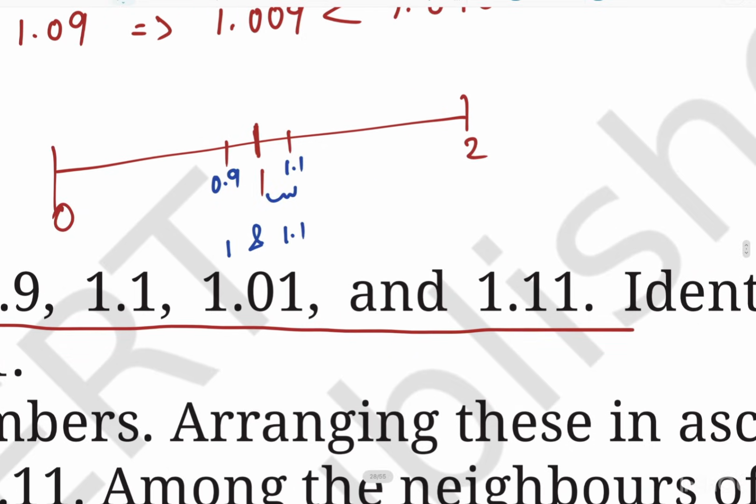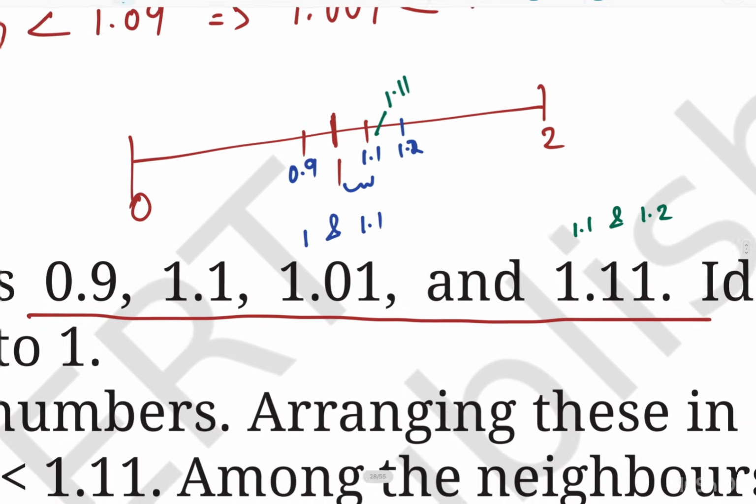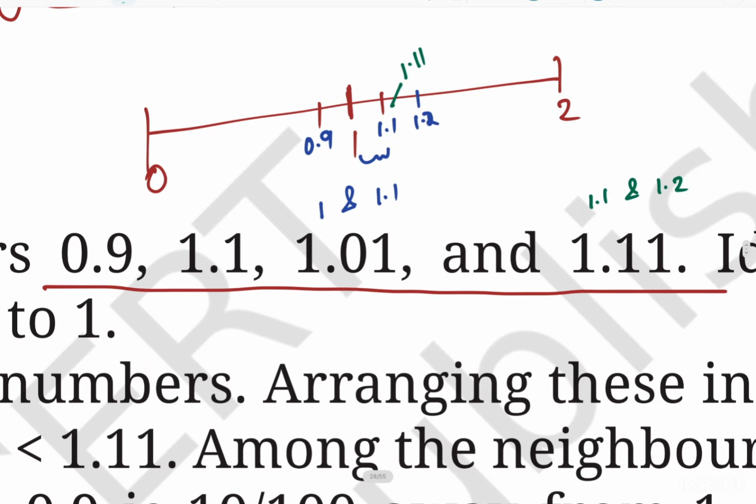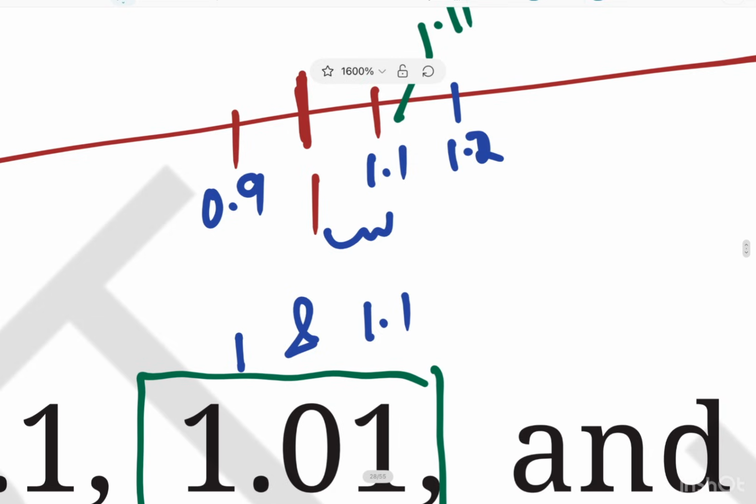Next we have 1.11. The 1.11 will be between 1.1 and 1.2. So it is in between 1.1 and 1.2. So we can say that 1.01 is much closer to 1 because it is in between 1 and 1.1. It could be very close to 1. So 1.01 is very close to 1.